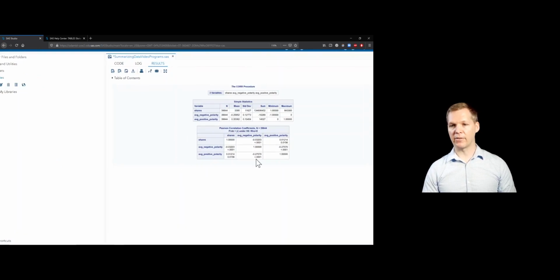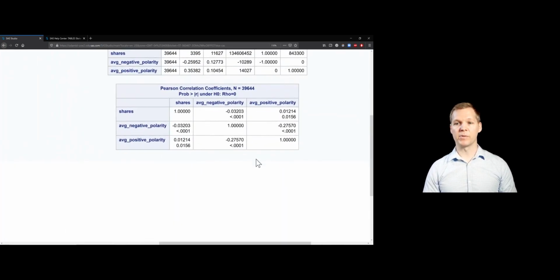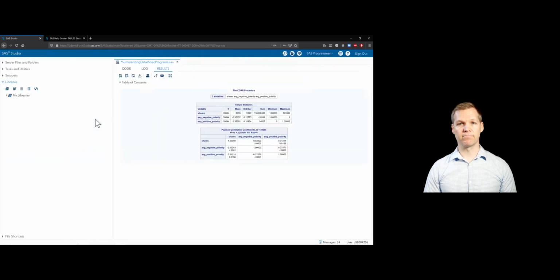And here we go. We now have a matrix specifying the different correlations here. So there does not appear to be much of a relationship, although this is statistically significant. That might be just due to our very large sample size here. But we have a very, very weak negative relationship between shares and negativeness of the article, and a very, very weak positive relationship between positive nature of an article and the shares. So it's good to know that maybe that is not super important in terms of getting shares.